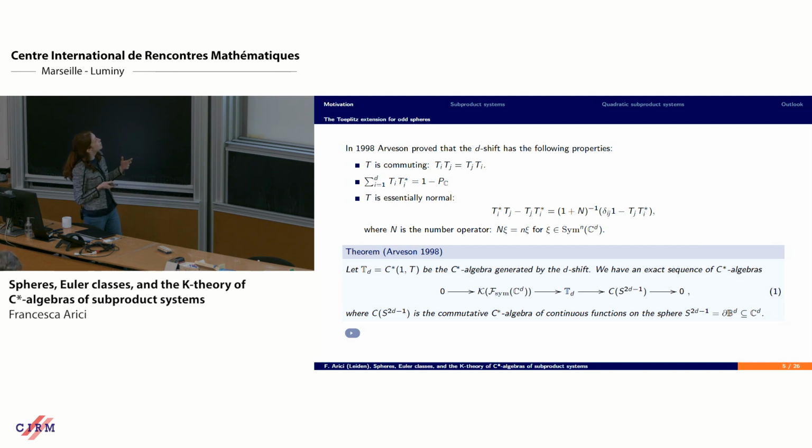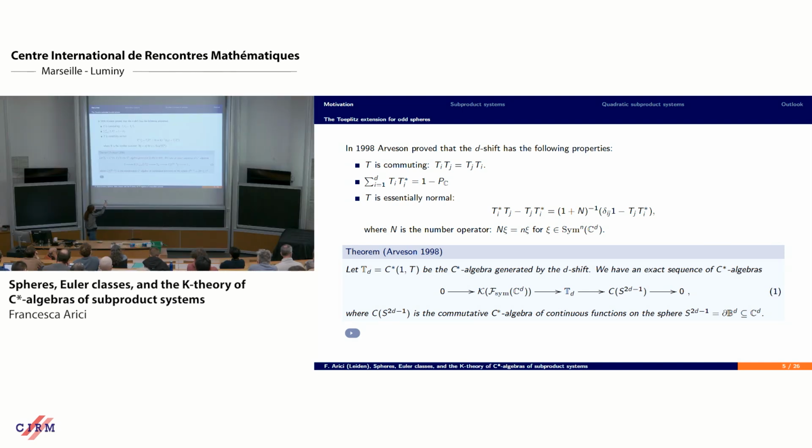Okay, and then Arveson proved the following: if you look at the C-star algebra generated by the D-shift, then there is this exact sequence where the compact operators on the symmetric Fock space, or if you want on the Arveson space, he didn't call it like that, of course, sit inside the Toeplitz algebra, and then the quotient is commutative, of course, because I told you that they commute up to compacts with the adjoints, so the quotient will be commutative. And the quotient is this commutative C-star algebra, the algebra of functions on a 2D minus 1 dimensional sphere.